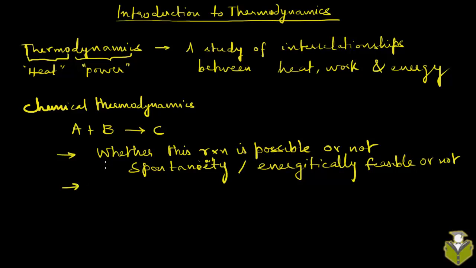If a reaction does occur in a particular direction, let's say this reaction goes spontaneously and A plus B gives rise to C, thermodynamics also gives us an idea of how far this reaction will proceed. Will this reaction proceed to completion, meaning the entire reactants go completely to C, or do they come to an equilibrium where some of the reactants remain and are in equilibrium with the products? How far will a reaction proceed in a given direction?